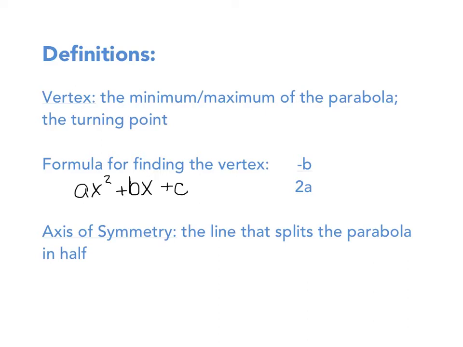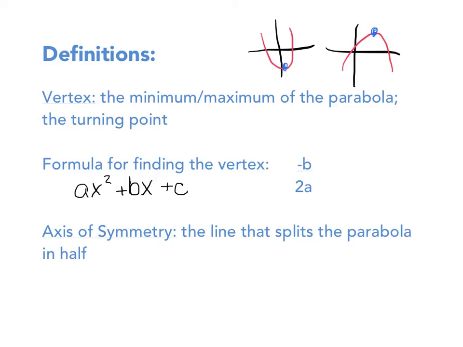The vertex: the minimum or maximum of the parabola, or the turning point. You should already have this in your notes, but if you don't, please make sure you get it down again. Remember, if we have a parabola that looks like this, the highest point would be the vertex as the maximum, or the lowest point would be the vertex as a minimum.